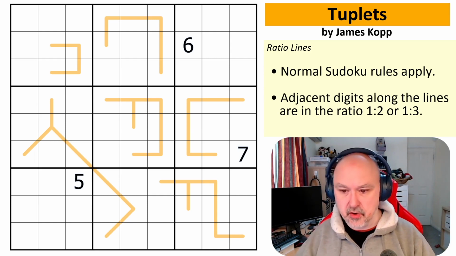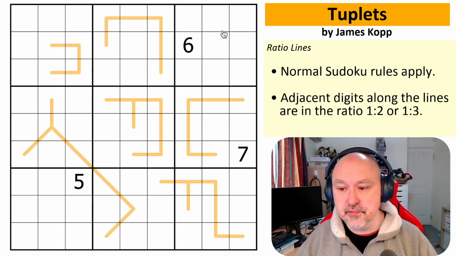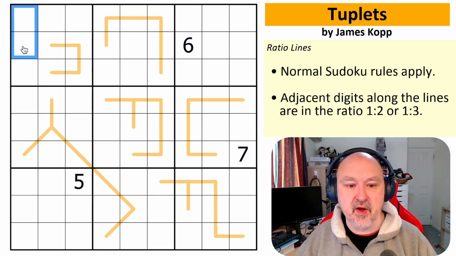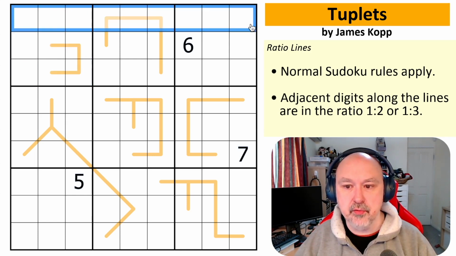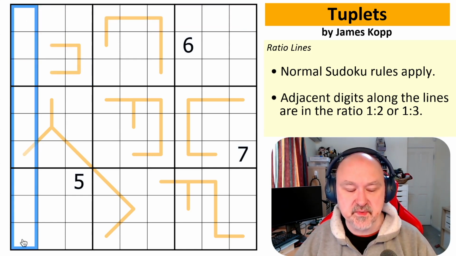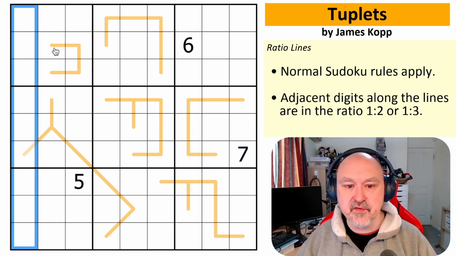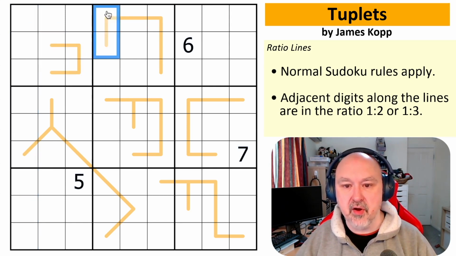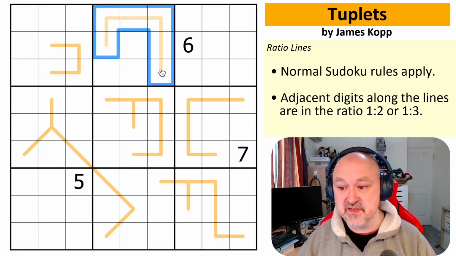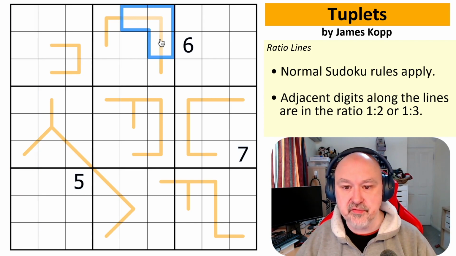Tuplets by James Kopp. So, fairly simple rule set on this one. Normal Sudoku rules apply. In every box, in every row, and in every column, the digits 1 to 9 must be placed without repetition. And then we've got these ratio lines, is what I'm calling them. The way James has submitted them is basically adjacent digits along lines are either in a ratio of 1 to 2 or 1 to 3.